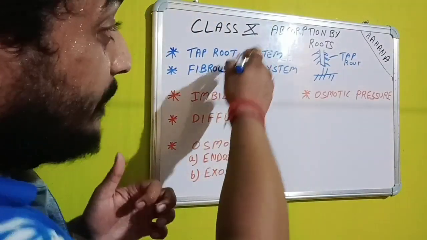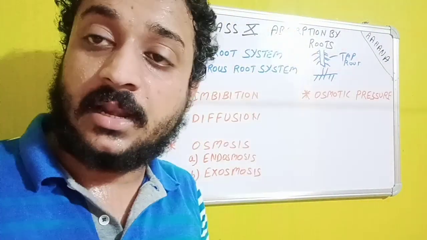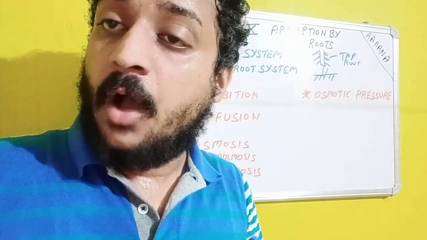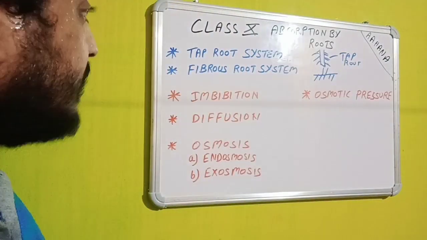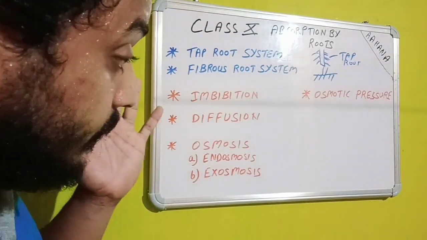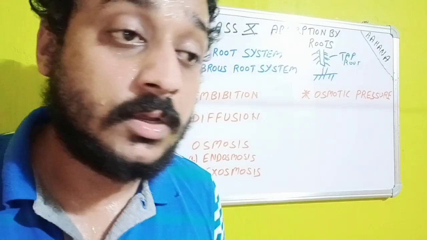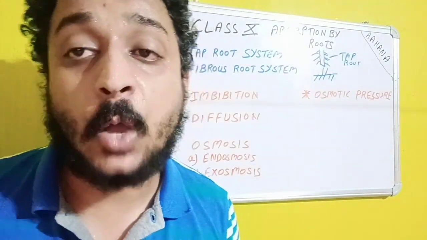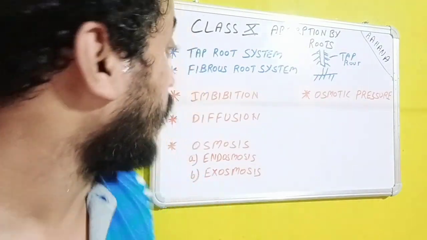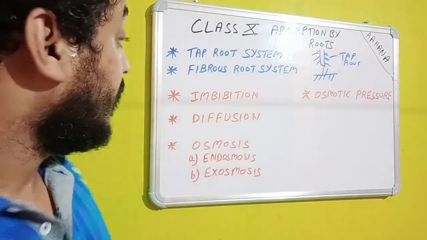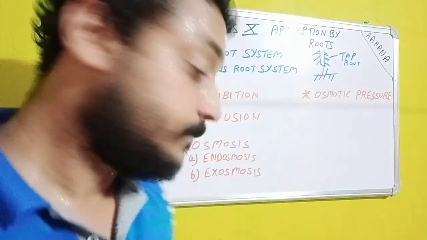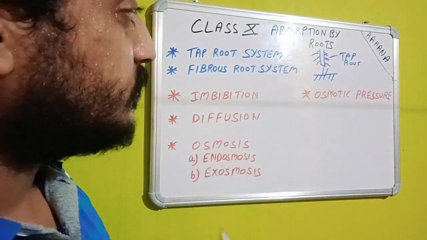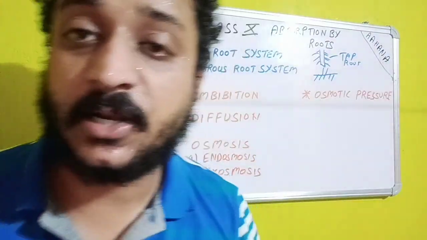Now, I hope taproot system and fibrous root system is clear, and whatever the introduction I have given for the roots, you can write it down by seeing the video also. Now, next we will talk about the way the root or the plants are absorbing things. So we will talk about today 3 ways: imbibition, diffusion, osmosis. Under osmosis, 2 points: endosmosis, exosmosis, and we will also talk about osmotic pressure today.